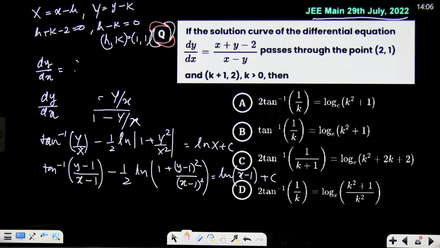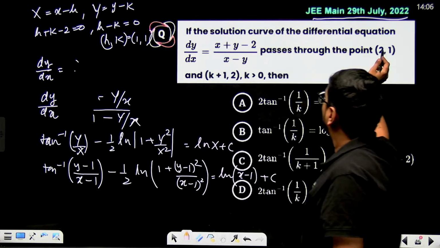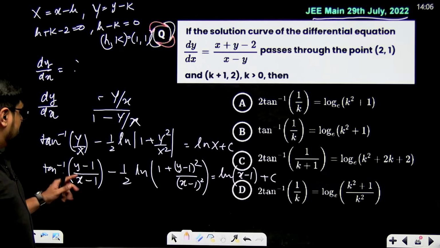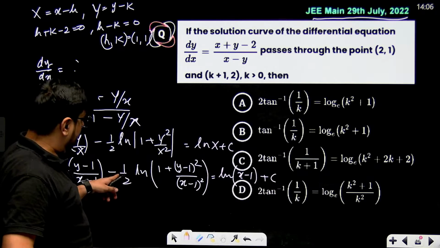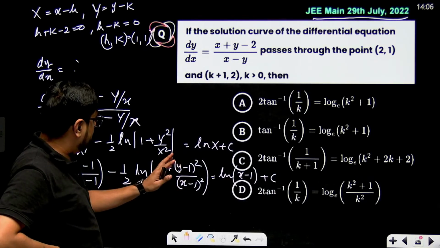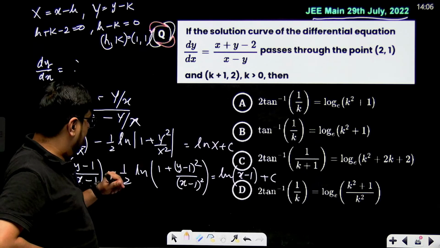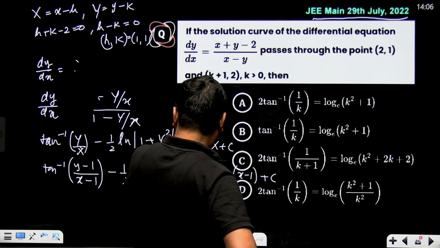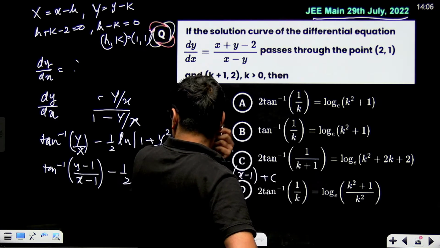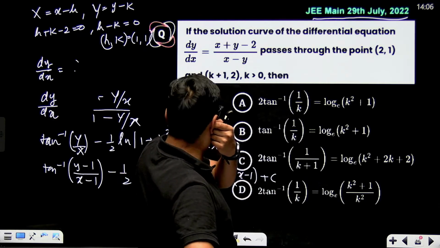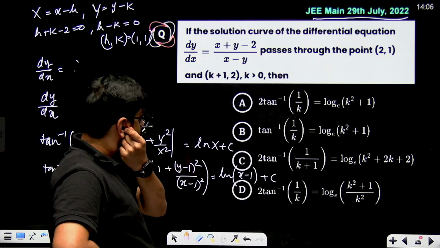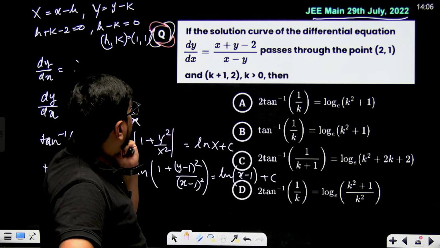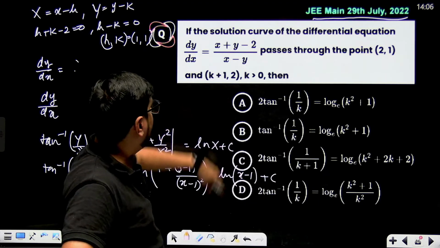Now what are they saying? The point (2, 1) satisfies it. So y minus 1 is 0, this will become 0, 1 plus 0, ln of 1 is 0. x minus 1 is 2 minus 1, ln of 1 plus c. So c will be 0. Then you have to find k, for the point (k plus 1, 2).